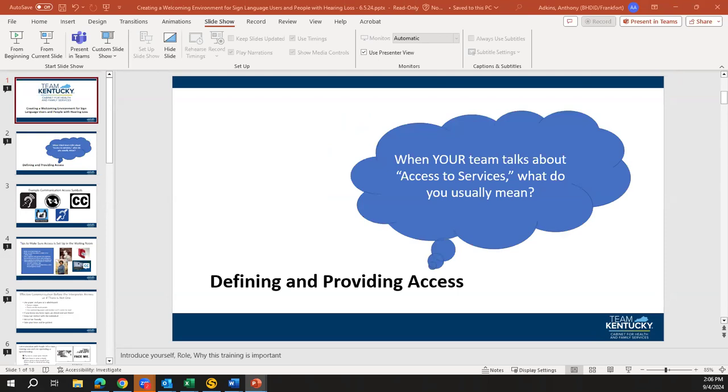So the first question that I have for you all, what does your team talk about when they say access to services? What do you think that you mean when you're saying access to services? This is important because your first thought may be ramps for access to the building, possibly mechanical doors to open automatically on a push of a button. But then oftentimes there are other types of access that are needed that aren't physical to the building. And that's what we're going to focus on some more today.